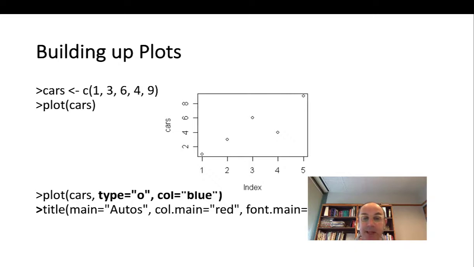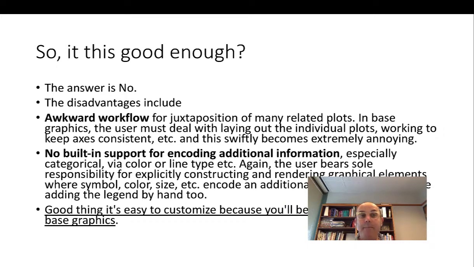So if I say plot cars, type 0, color blue, and I give it a title in red, and I do the format, it will produce the visualization I want. But, as I said before and repeated in my visual analytics, is this good enough? No, it is not. It doesn't make it more transparent. It doesn't show anything that you want to tell the user who already saw that type of visualization.